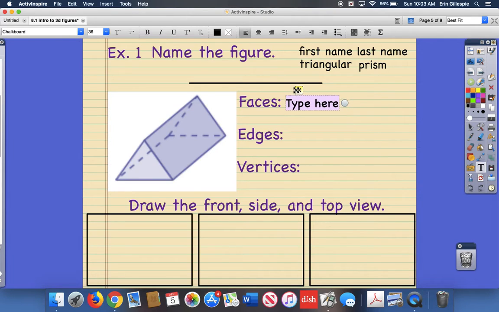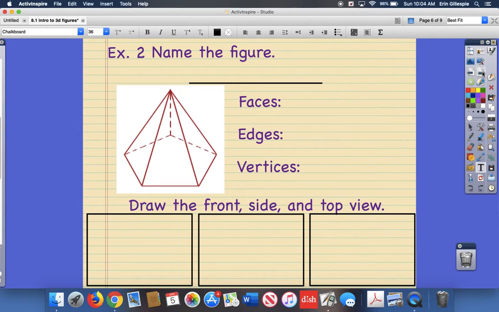All right, hopefully you came up with it. It has 5 faces. It has 2 triangles and 3 rectangles. How many edges does it have? 1, 2, 3, 4, 5, 6, 7, 8, 9. Okay, it has 9 edges. And how many vertices does it have? 1, 2, 3, 4, 5, 6. And this is one that's available on the websites that I showed you guys, so you could always check it out there too if that's easier for you. We are not going to worry about drawing the front side or top view, so don't worry about that.